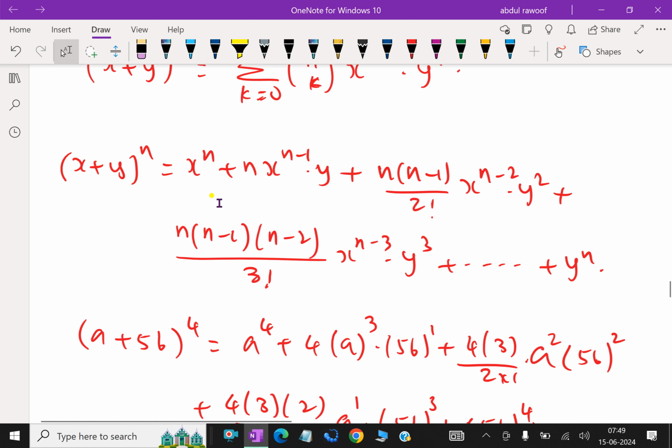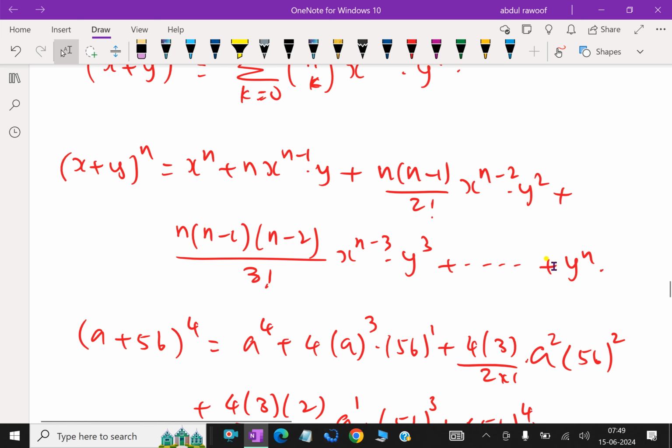Look here. Everywhere the index power is n. Here x power n minus 1 and y power 1 together is n. Here also x power n minus 2 and y power 2 together is n. Every term has the same index power.